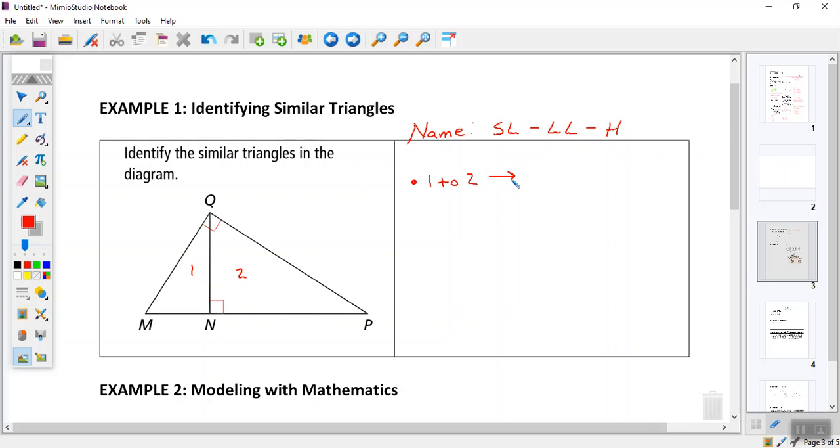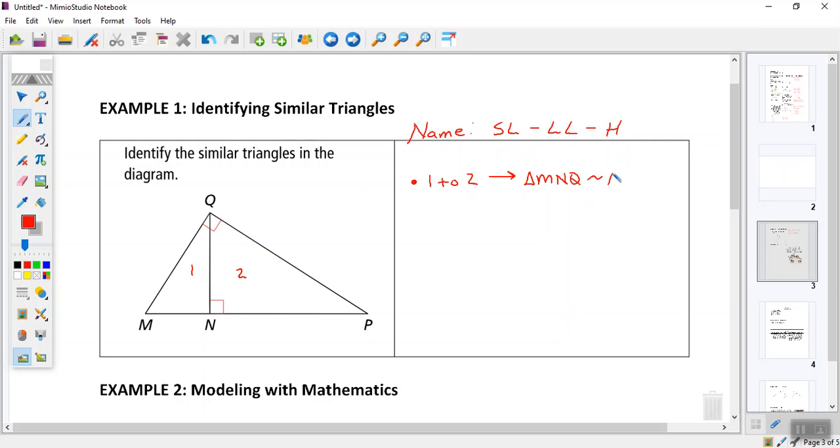Guys, triangle 1. What's the short leg? M to what? N. And then what's the long leg? N to Q. And then the hypotenuse would come back from Q to what? N. So I'm going to name the small triangle, or triangle 1, I'm going to say triangle M, N, Q. Okay, so I'm going from M to N, short leg, to Q, long leg, and then the third part is hypotenuse. Let's compare that to triangle 2. What's the short leg in triangle 2 there in that drawing? Q to N.